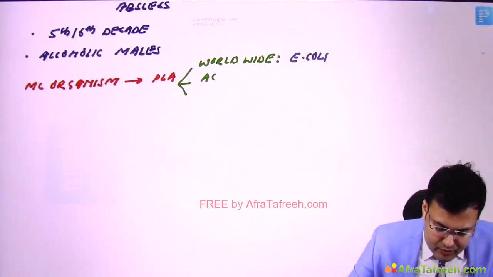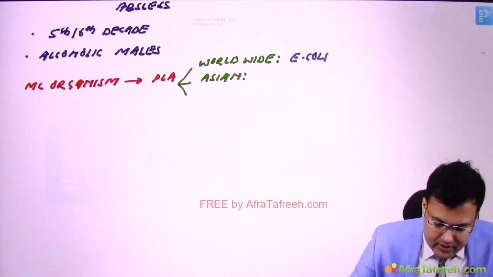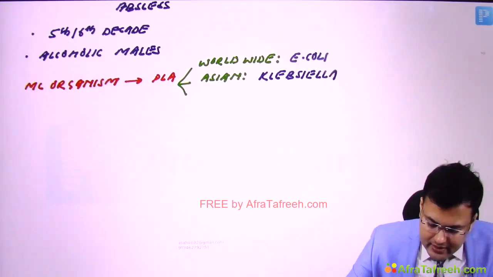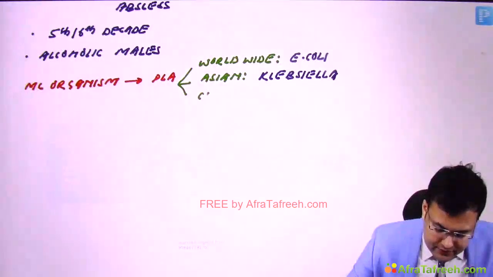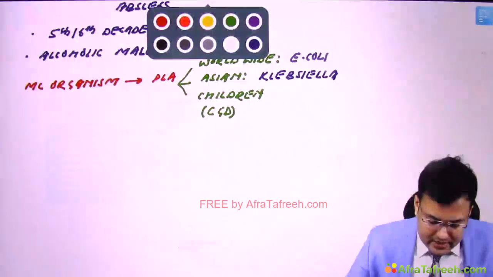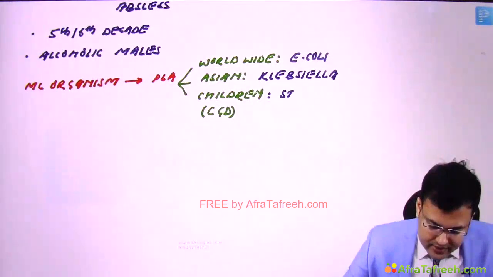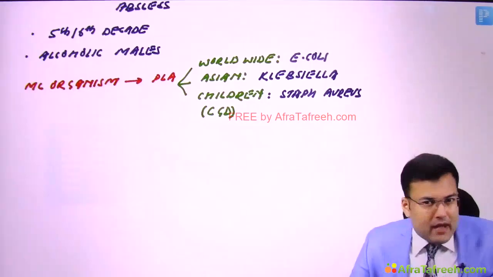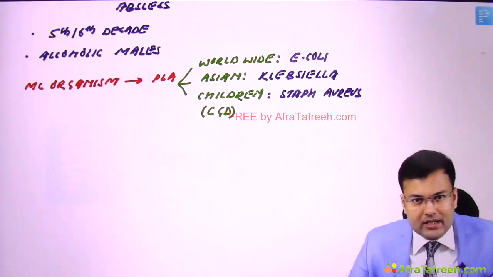In Asian population it is Klebsiella, and in children suffering from chronic granulomatous disease, right? And that's Staph aureus. This is Staph aureus. Okay, so see, what are the various routes of infection in pyogenic liver abscess?